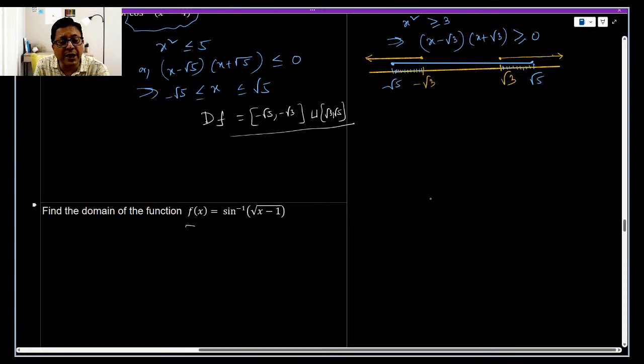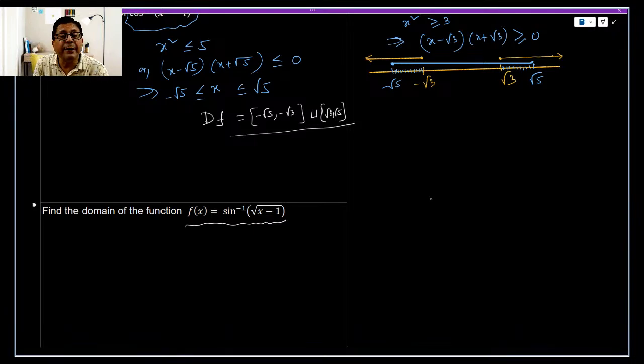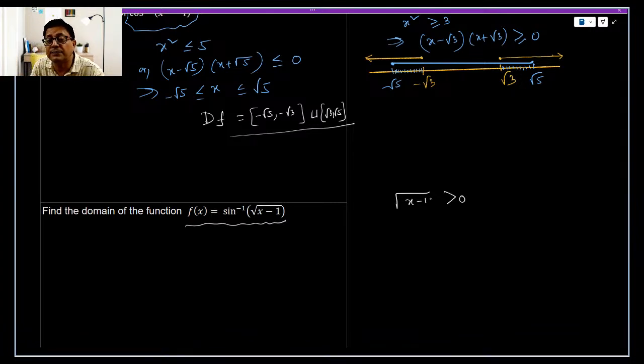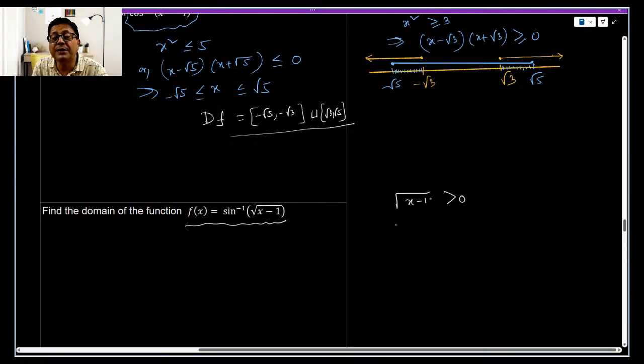f(x) equal to sine inverse of under root x minus 1. See, for domain of f, root x minus 1 should be positive. This should be always positive, no? Square root of a quantity is always positive, that we know. It can never be a negative quantity. So root x minus 1 is greater than 0, and it may be equal to 0 also. For what value of x is it possible?